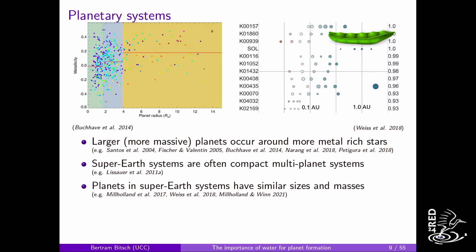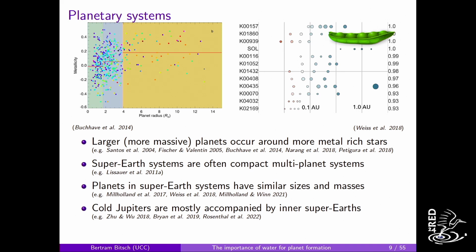Additionally, what we see is that most of these planets within the same system seem to have similar sizes and probably also masses. Of course, between these different systems you see a difference, but within each system individually there seems to be a similarity in sizes. And this led to the idea of peas in a pod, where they all have similar sizes and are well spaced.